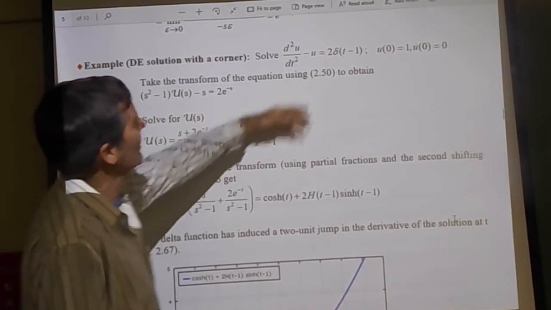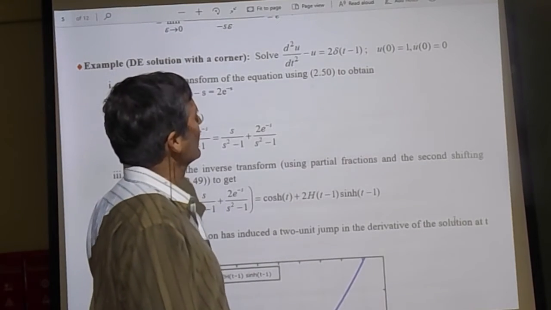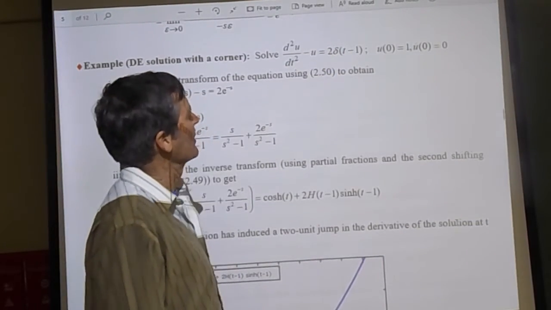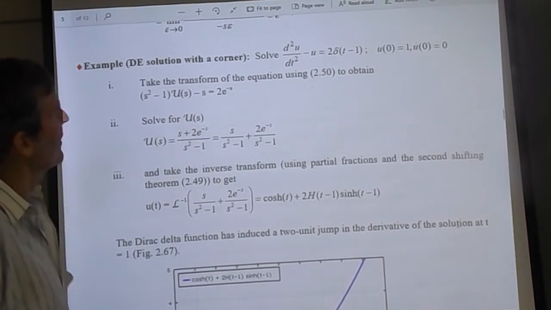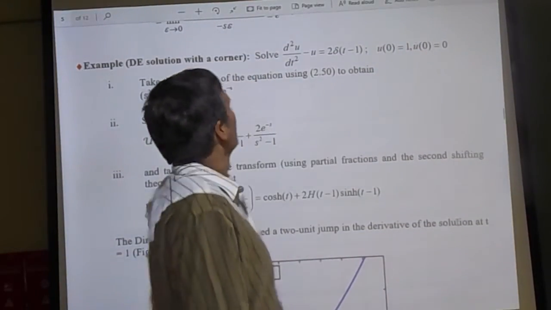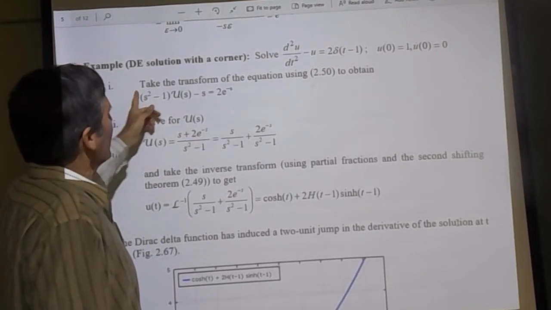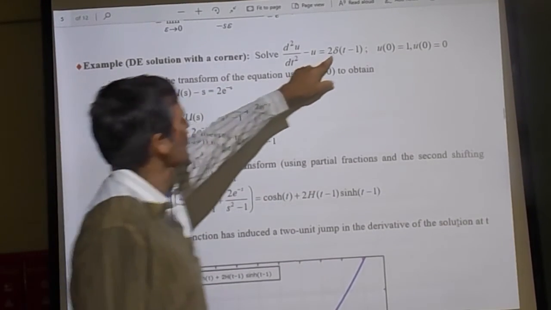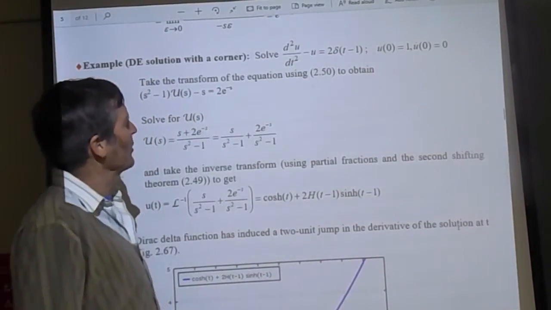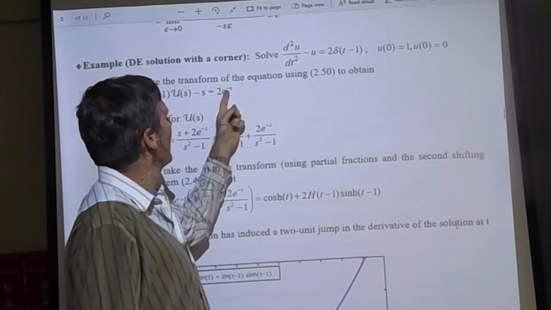So I'll put that to use in this differential equation. Here's a differential equation where I impart a unit Dirac delta function times 2 in this case. Suppose I want to solve that together with these initial conditions: u of 0 is 1, u prime of 0 is 0, u double prime of 0 is 0. We take the transform of both sides, but now the transform of the right is 2e to the minus s, by what we just said. The Laplace transform of delta of t minus t0 is e to the minus s t0.